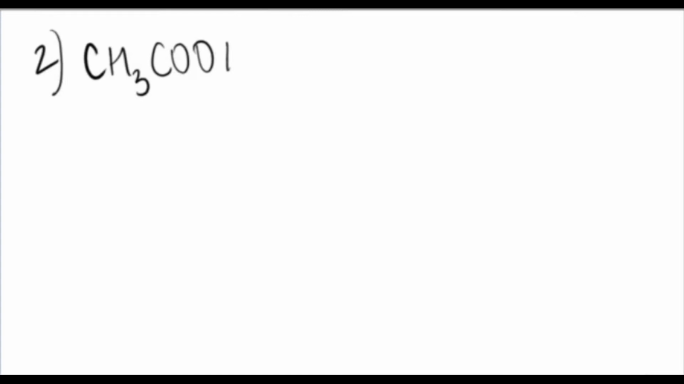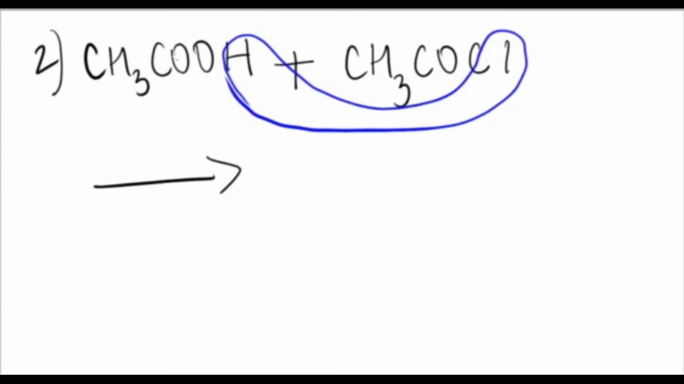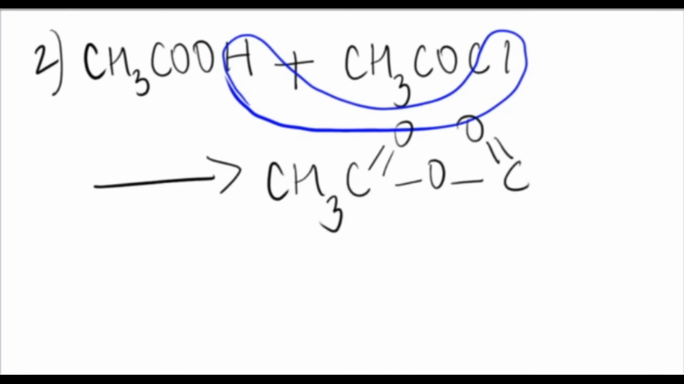The second question, you had to show the reaction between acetic acid again and acyl chloride. So you're going to get an anhydride. You're going to remove HCl and you're going to get acetic anhydride. And here is the anhydride bond.